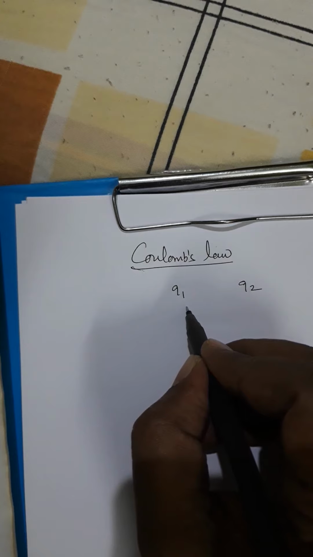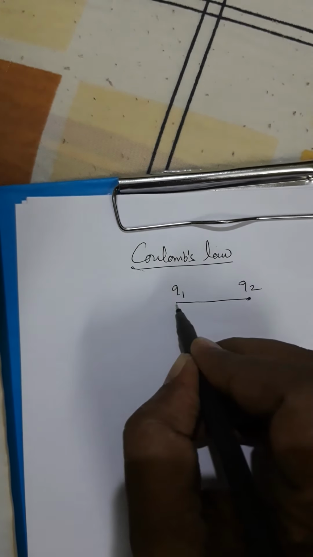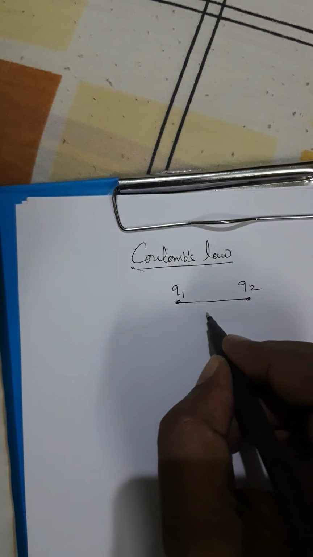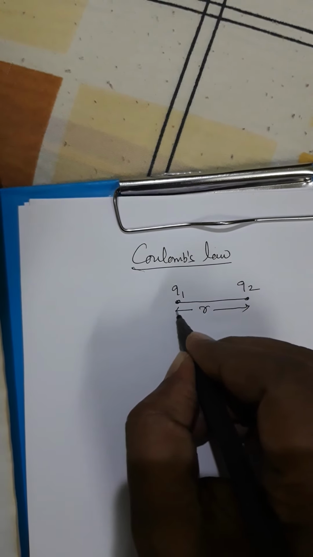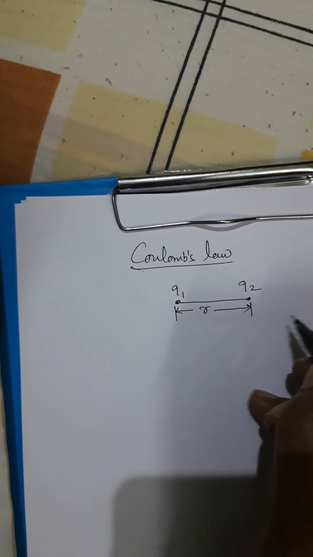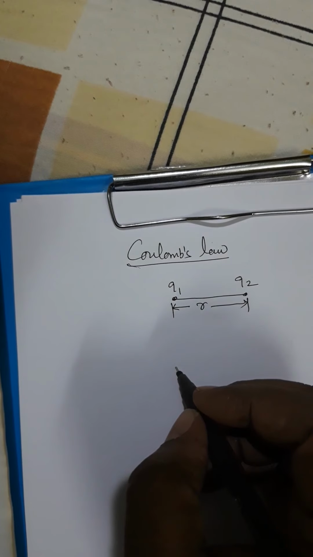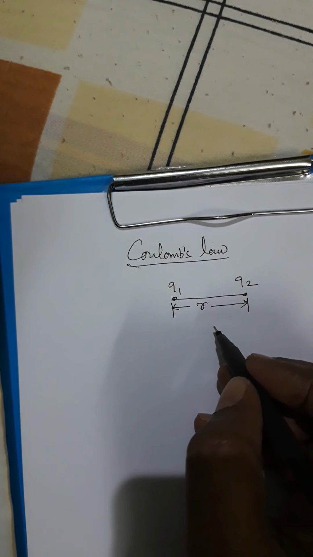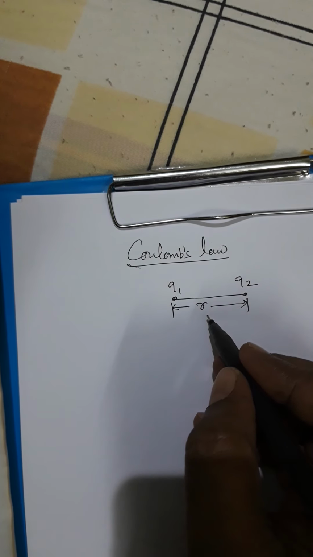finds the electric force between two charged bodies Q1 and Q2, which are separated by a distance r. So here Coulomb's law is used to determine the electrical force between the two charged bodies of different magnitudes separated by distance r.